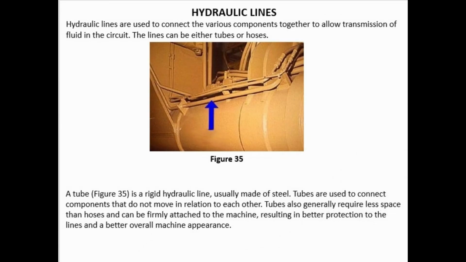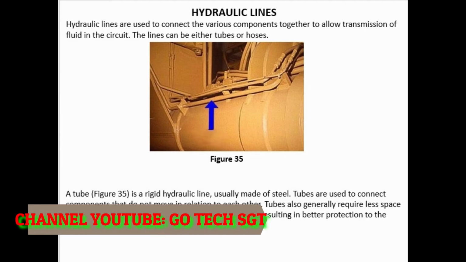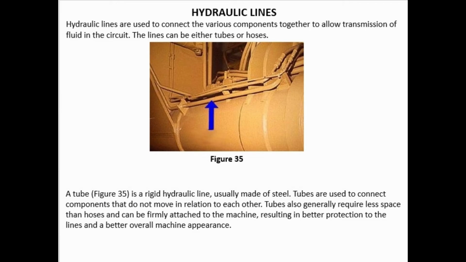Hydraulic lines. Hydraulic lines are used to connect the various components together to allow transmission of fluid in the circuit. The lines can be either tubes or hoses. A tube, figure 35, is a rigid hydraulic line usually made of steel. Tubes are used to connect components that do not move in relation to each other. Tubes also generally require less space than hoses and can be firmly attached to the machine, resulting in better protection to the lines and a better overall machine appearance.